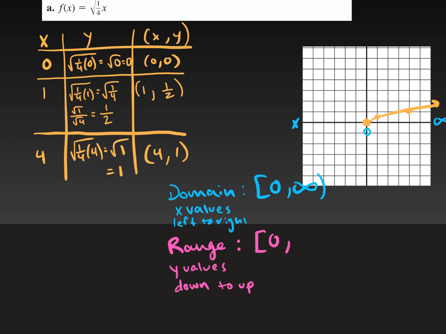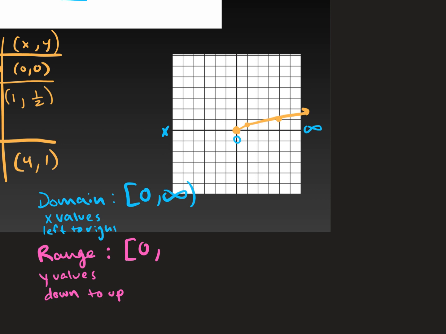It goes higher than 1, because we could plug in like 100 into x, and the square root of 100 would be 10, but we can plug in bigger numbers too. So we have like no bound, so it would be infinity.